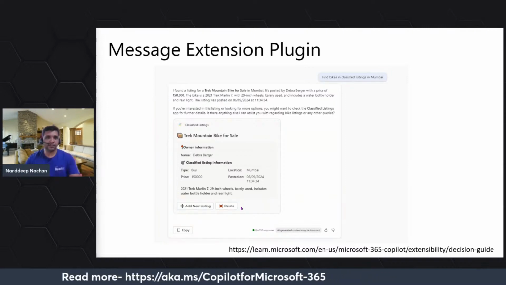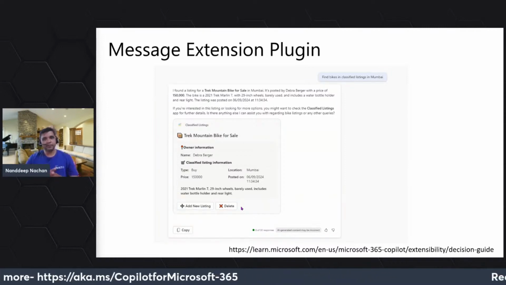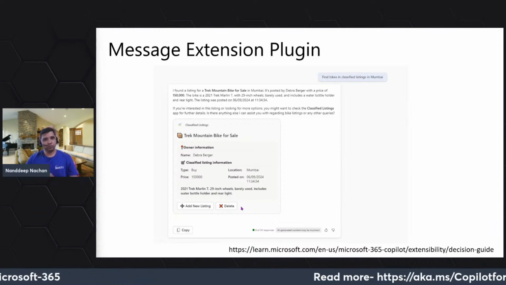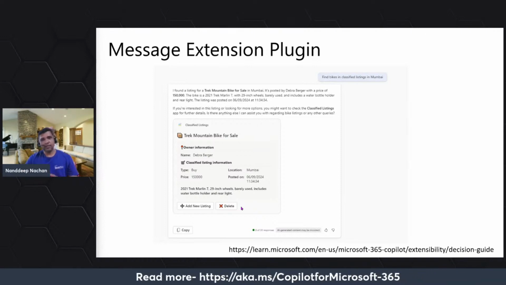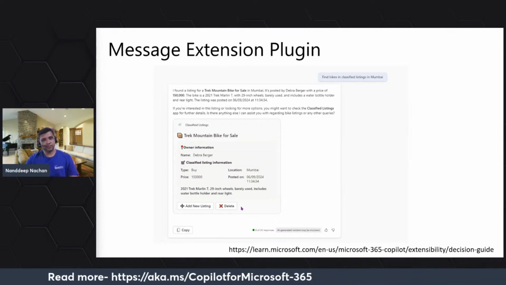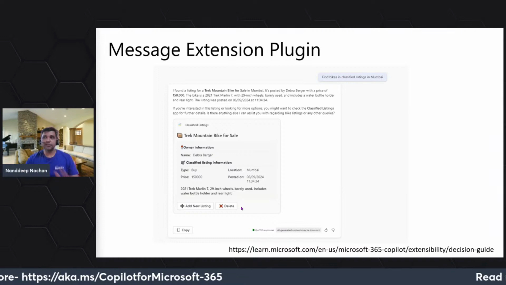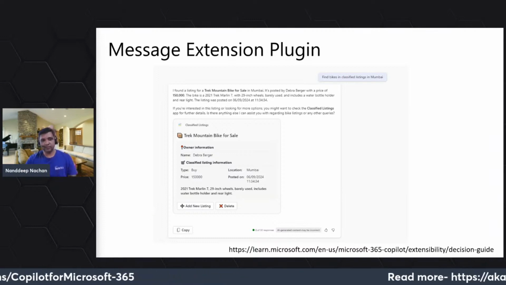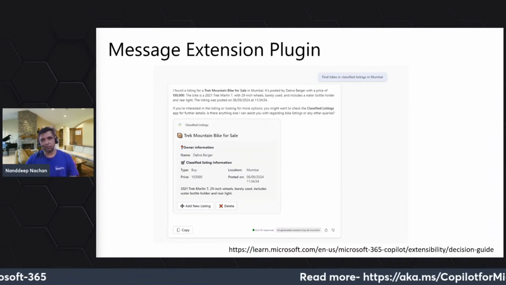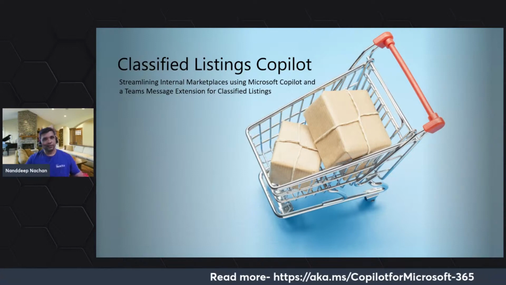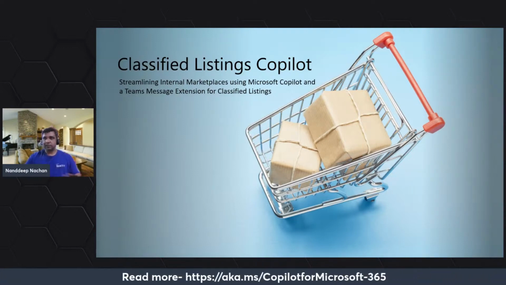So here is an example of writable data with a messaging extension, and this plugin allows users to post classified listings of the items that they want to sell, buy, or rent, and users can search listings which are posted by others. So this is the capability this plugin has got, and we are going to show you the entire code of that. All right, so let's see the Copilot listing plugin. Let's get introduced to that.